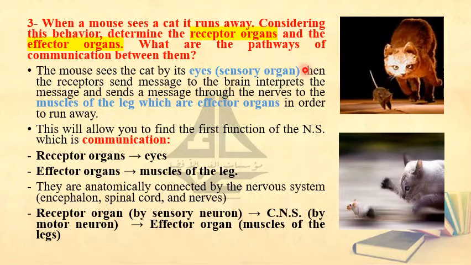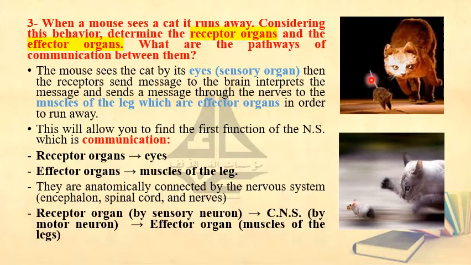Here, they are showing you an example. They are telling you: when a mouse sees a cat, it runs away. This is Activity number 3, and it's very important. When a mouse sees a cat, it runs away, and it's true. Considering this behavior, determine the receptor organs and the effector organs. What are the receptor organs of the mouse? What allows the mouse to sense the cat and run away?